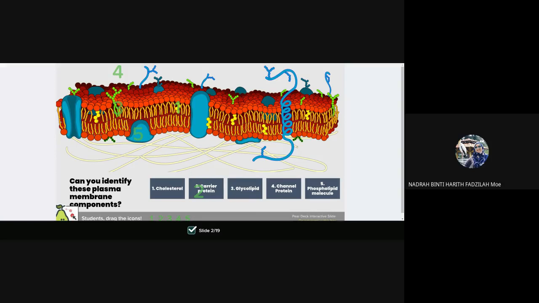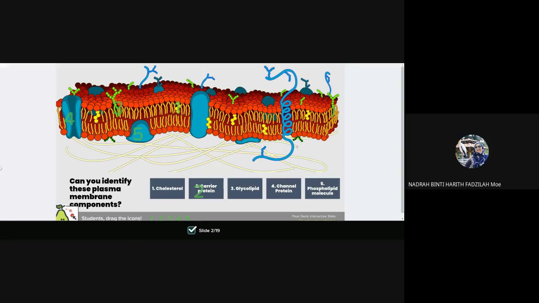Okay, semua orang betul. Position nombor 3, Rahil betul, Widat betul, Halis betul, Atira betul, semua orang betul. Okay, nombor 3, very good. Okay, let's take a look at number 4. Number 4 is channel protein. Channel protein ni semua orang betul.